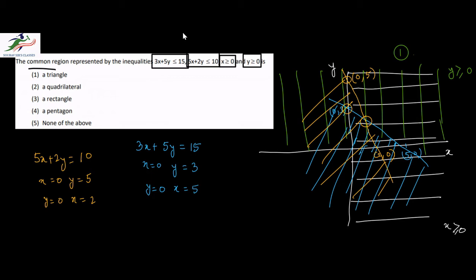So we can clearly see that these four inequalities will create a common area which would be a quadrilateral. So the answer to this question will be a quadrilateral, which is option B.